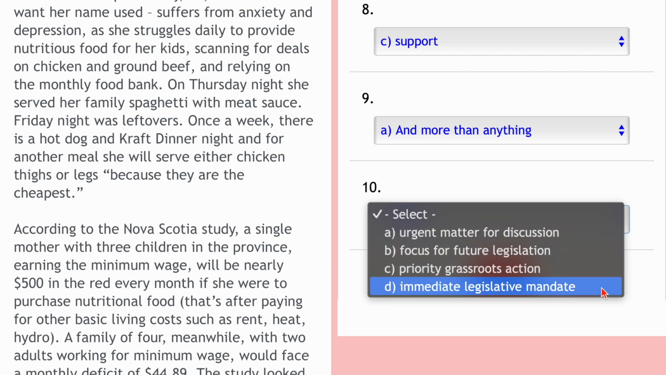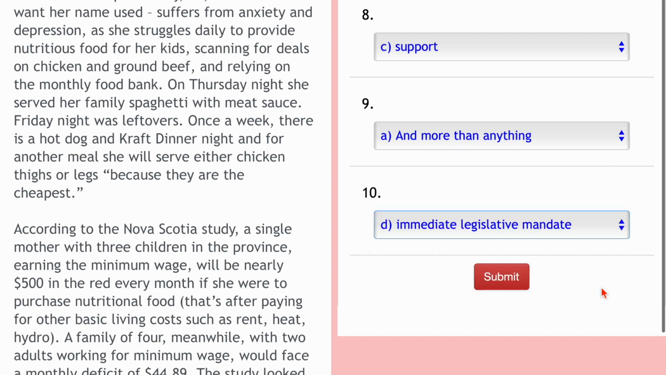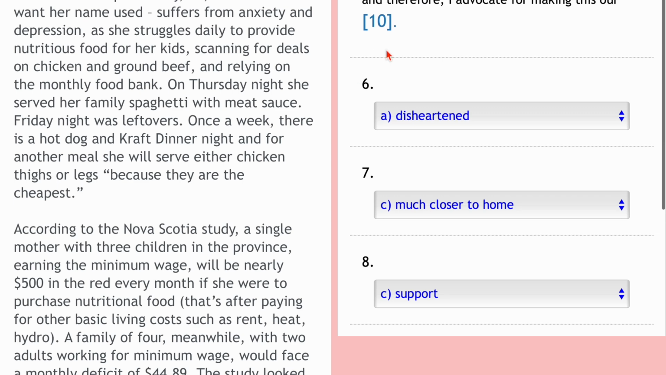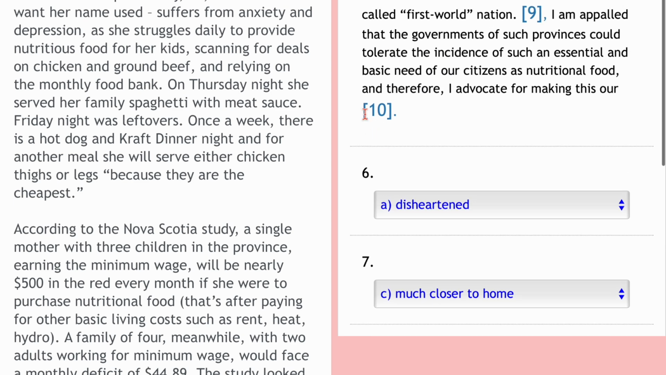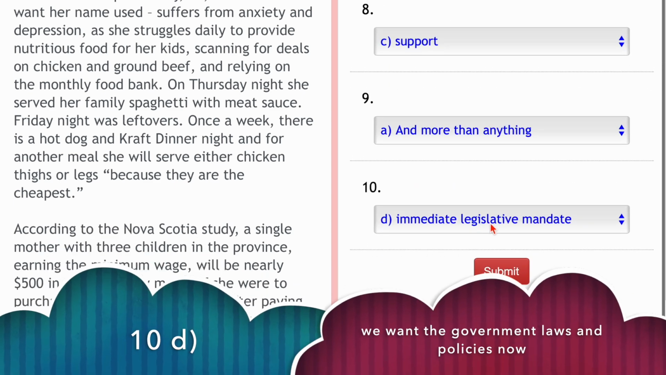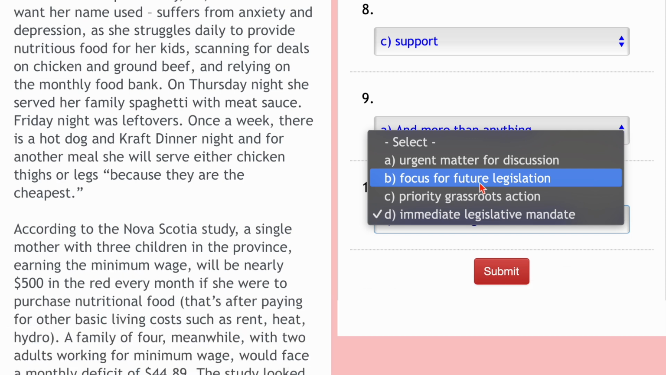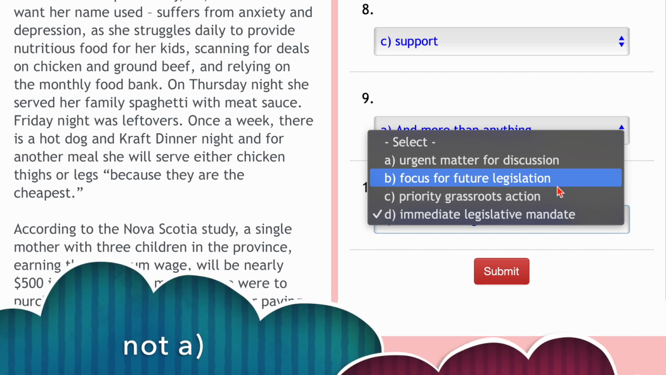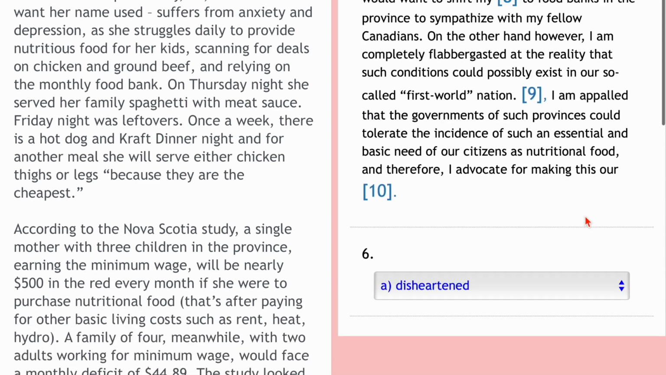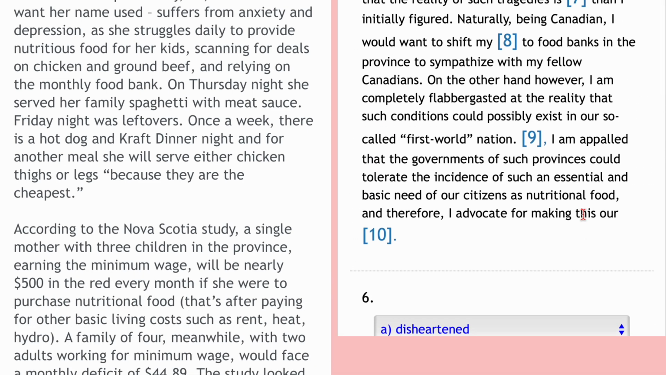So D, D, everyone. D, I advocate for making this our immediate legislative mandate, something we want to do immediately. We want immediate government action or laws, not future legislation or policies. Okay? We want immediate action.